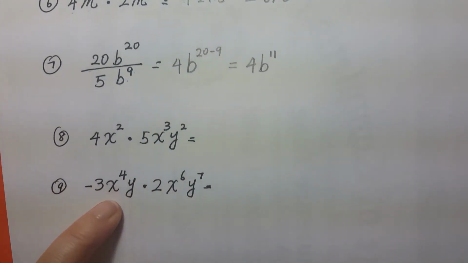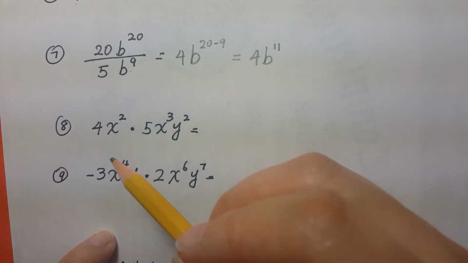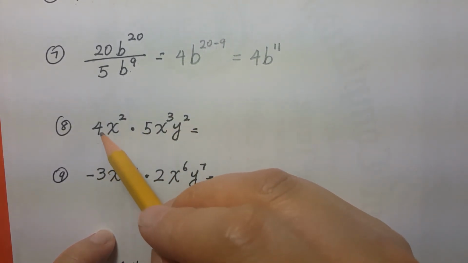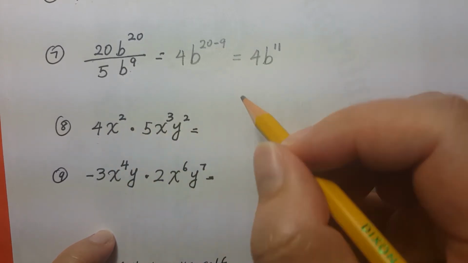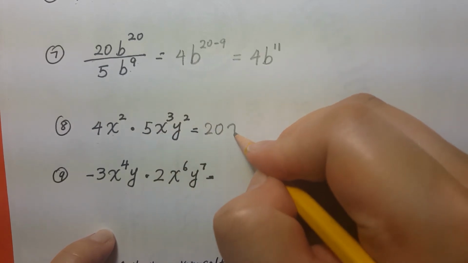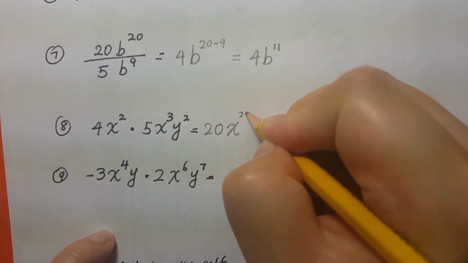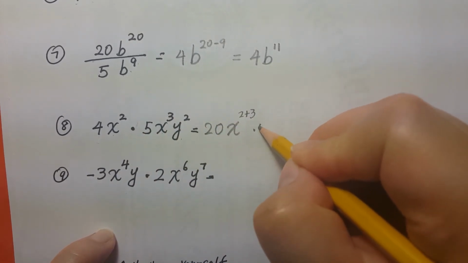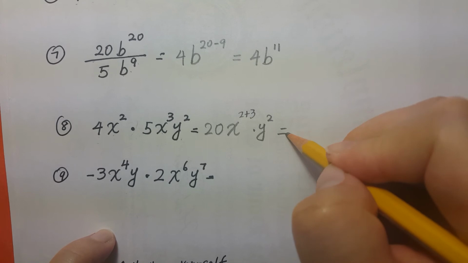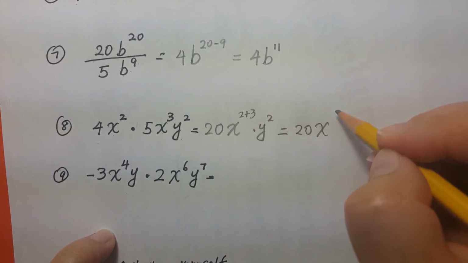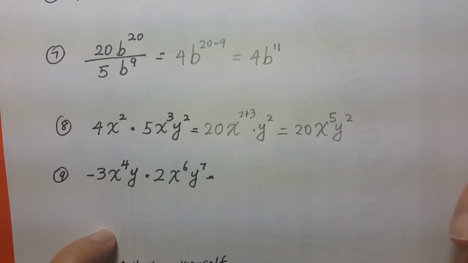Now let's take a look at question number 8. 4x squared times 5x cubed y squared. So we are going to multiply the numbers. 4 times 5 is 20. And then we have the same base, x and x, and we add the exponents in multiplication, so 2 plus 3. And then y squared, there's no other y, so it stays as y squared. Now we simplify: 20 x to the 5th, because 2 plus 3 is 5, and y squared stays the same. So we finished question number 8.